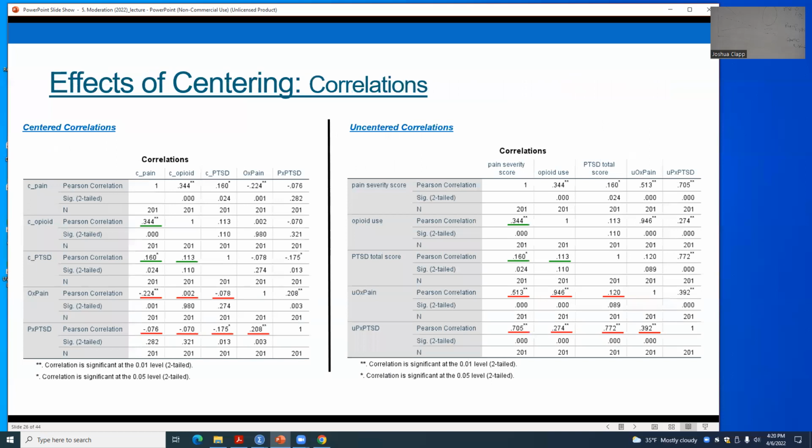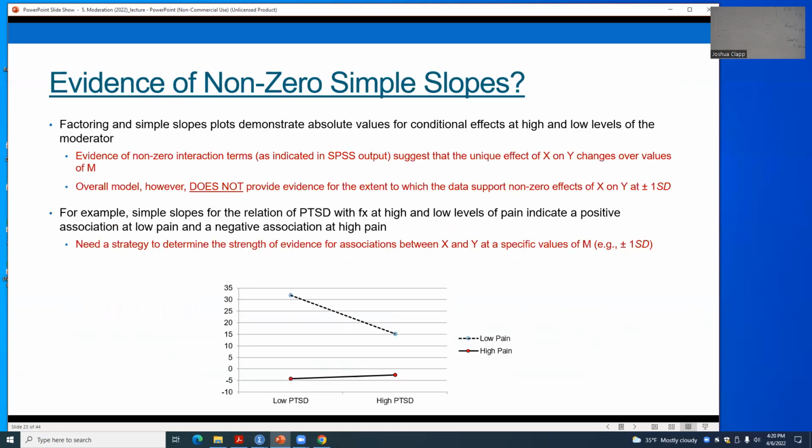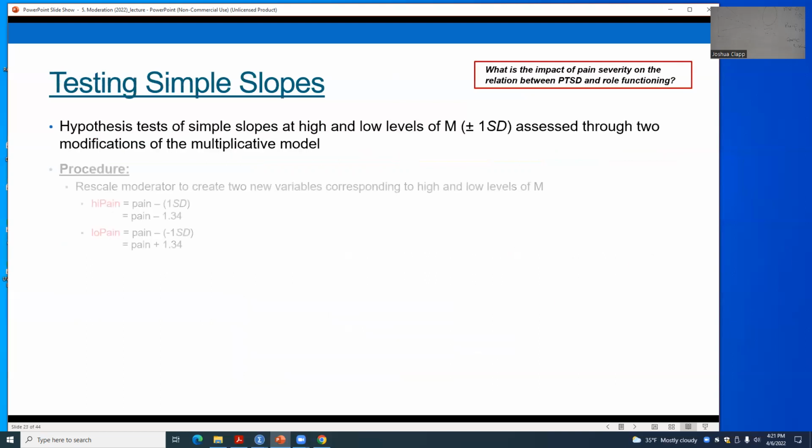So if we go back through, okay, here our standard simple slopes analysis says that at a standard deviation above the sample mean of pain, PTSD doesn't have an association with functioning. At a standard deviation below the sample mean of pain, PTSD does have an association with functioning. But what's going on in between here? At what point does PTSD no longer have an association with functioning? It's somewhere in between a standard deviation above or below, but there's no way to know based on this approach.